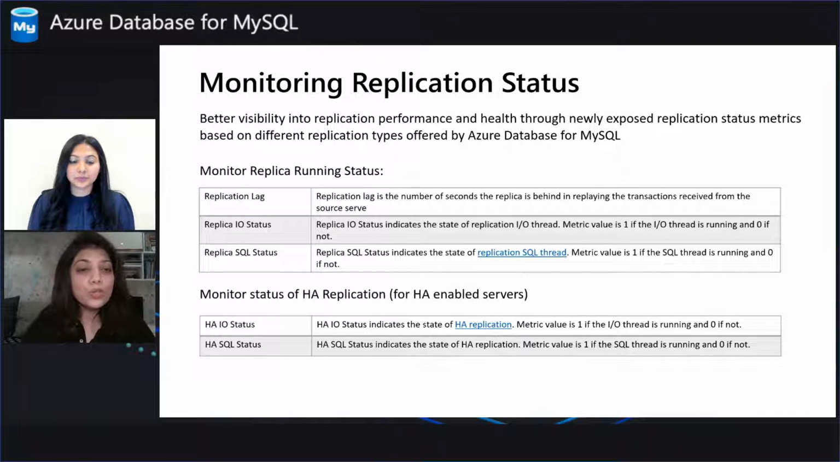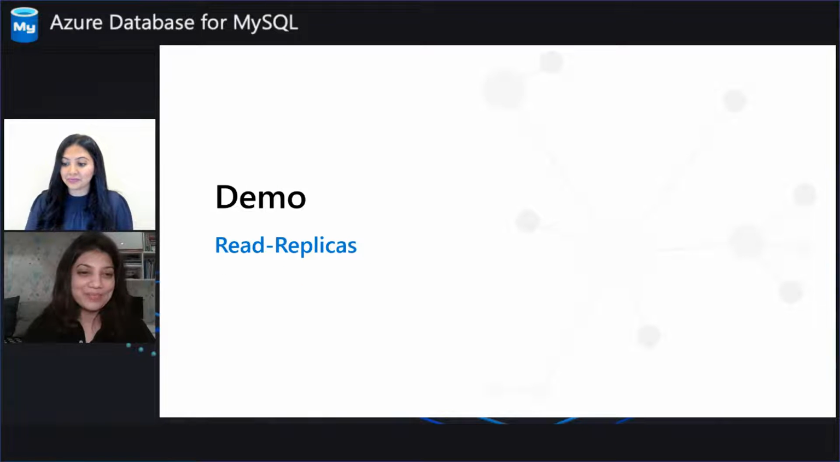Other than that, we also have high availability or HA servers, where the standby server operates on the fundamentals of replication. So if you happen to have a high availability server configured in Azure Database for MySQL, you can also monitor the health of your HA server using HA IO status and HA SQL status as metrics in Azure Database for MySQL Flexible Server. So this is the visibility that we have towards monitoring these replicas.